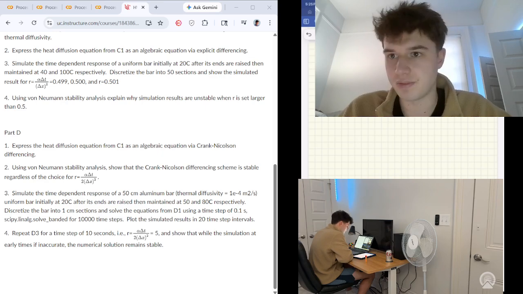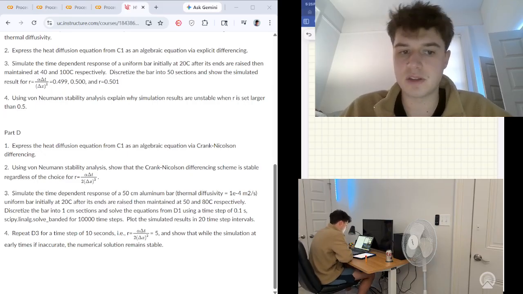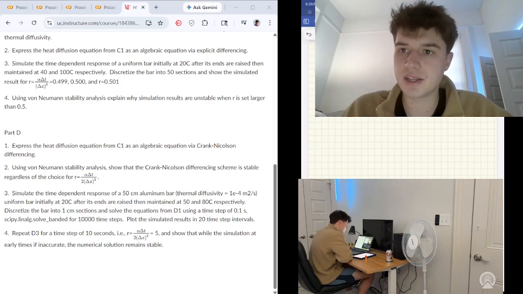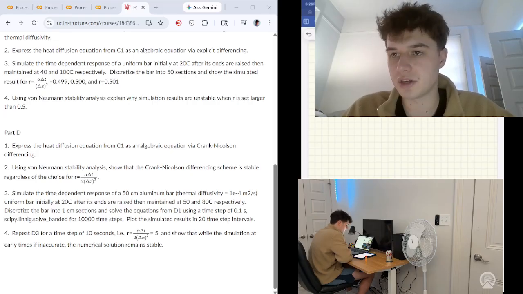So complete opposite of the last problem. This one, the R is going to be much more variable. And then we're going to simulate this time-dependent response of a 50 centimeter aluminum bar with a bunch of different specifications. And then we are going to discretize that bar and plot the simulated results in a 20-step time interval. And for the last thing, we're going to repeat D3 for a time step of 10 seconds. And R is going to be equal to 5.